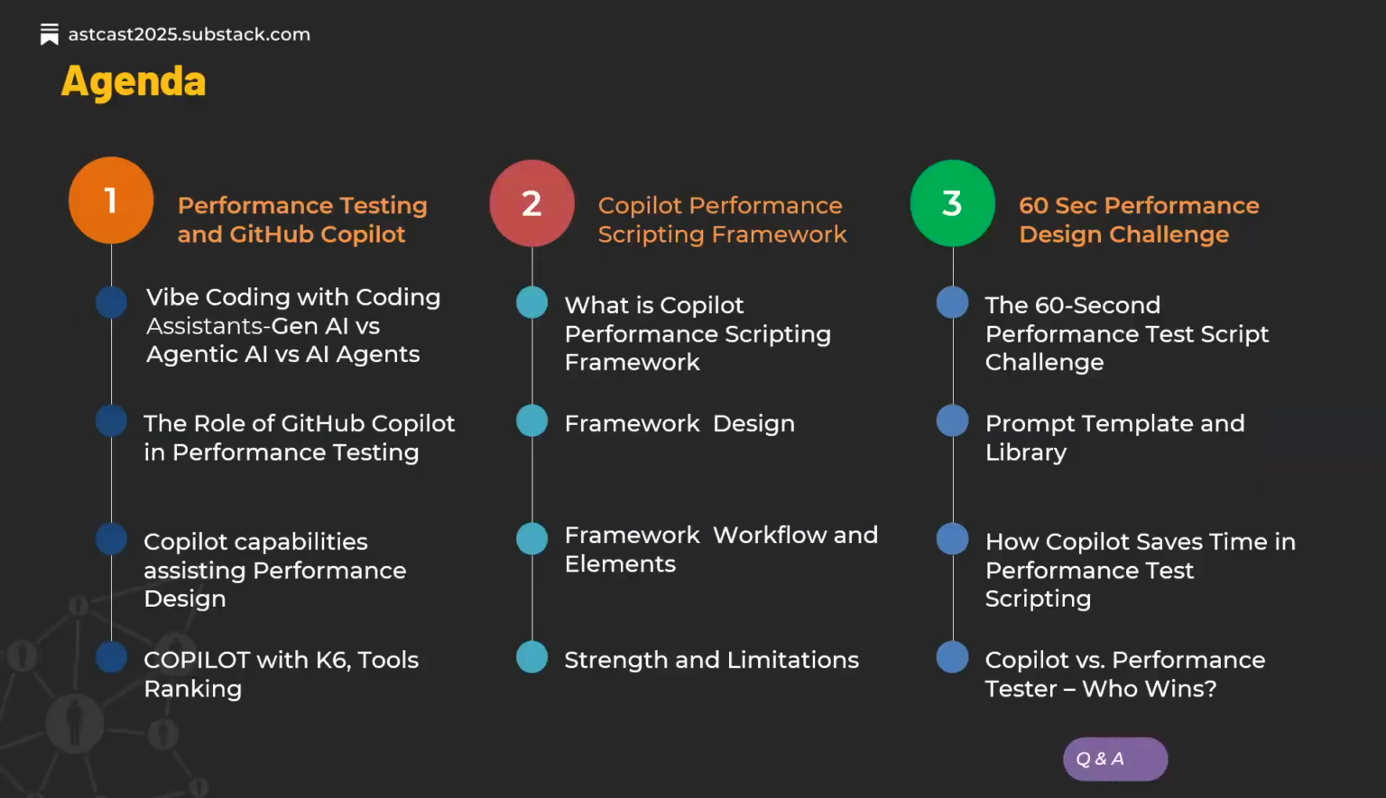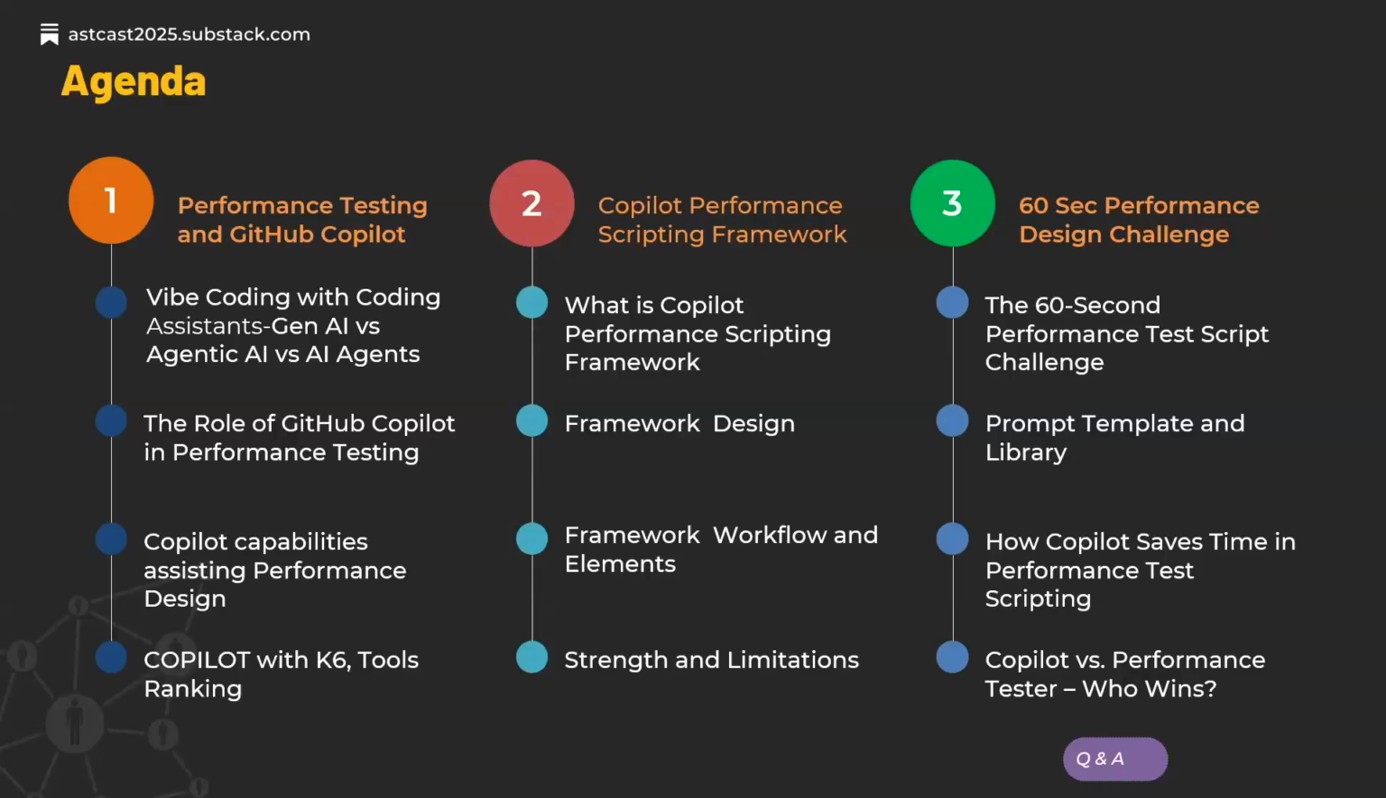In my second portion, I'll be walking through a customized Copilot performance scripting framework, which we have created to assist with creating scripts in agentic AI mode, which can bulk create scripts for any performance testing tool quickly when we input this framework. So I'll walk through the framework design, framework elements, and also the strengths and limitations of this framework.